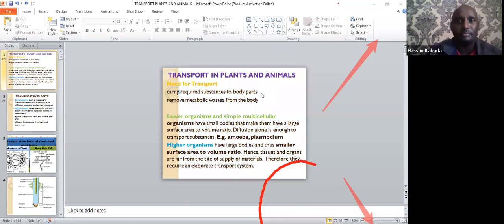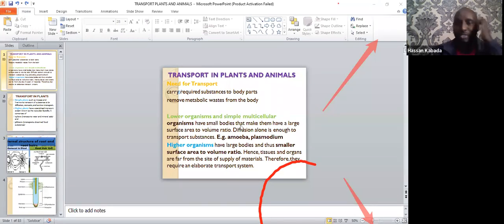We move on. We have organisms that are referred to as lower organisms and simple multicellular organisms. So before you come to plants and animals, we need to also look at these organisms and see how they undertake their transport. So we have lower organisms. These are very simple single-celled organisms and also multicellular organisms that are referred to as simple. So we move on.